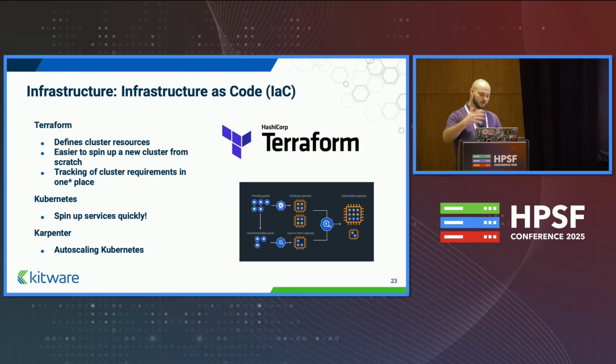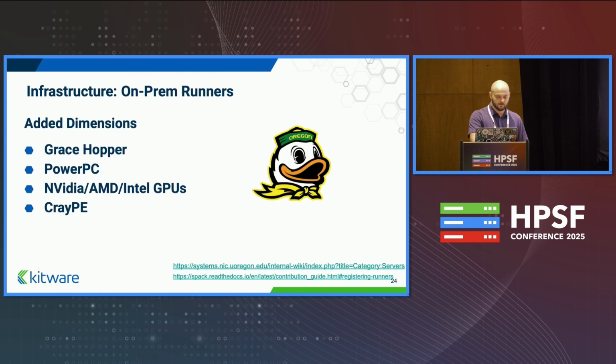This was fine, but we wanted to have this be more reproducible and spin up new clusters. So we switched to Terraform and Kubernetes. So now we can spin up the base of our infrastructure and then set up all the services on top and use Karpenter to autoscale efficiently.